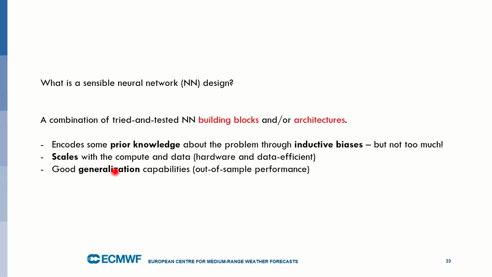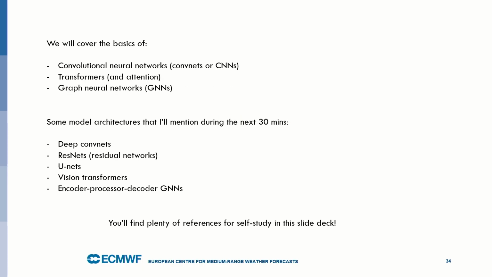But it also has to scale. If you throw more compute, if you're GPU rich and happy, and you have lots of data, you want your model to be both hardware and data efficient. So you want it to scale. You don't want to just waste compute and do nothing. But what you also want is good out of sample performance. You want the model to generalize to data it hasn't seen before, on the test data that Matthew was mentioning.